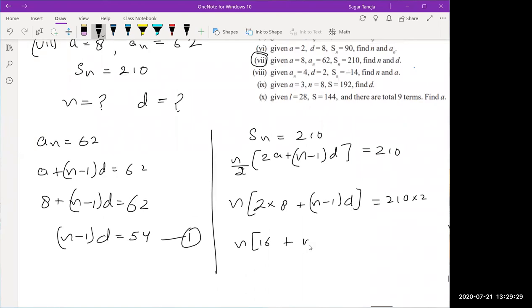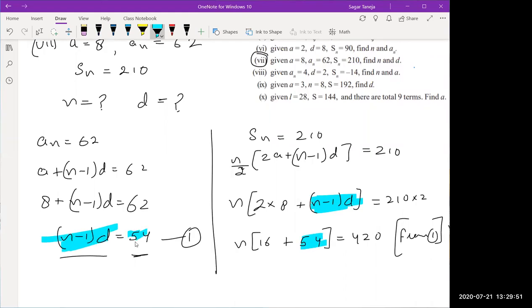Plus, look here, the n minus 1 d value is given here, 54. So in place of n minus 1 d, we'll write here 54, equal to 420. Just write here from the first equation. It means you have used the first equation somewhere, and we have put the value of n minus 1 d as 54 because here n minus 1 d is 54. So add them. It is 70, and with this we can cancel, and n is equal to 6.